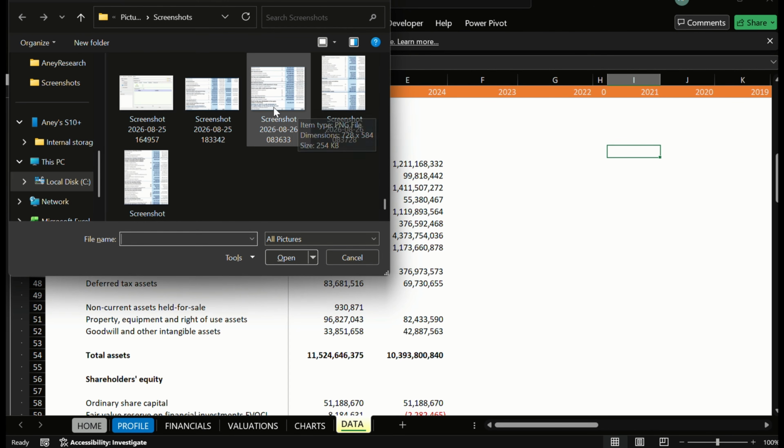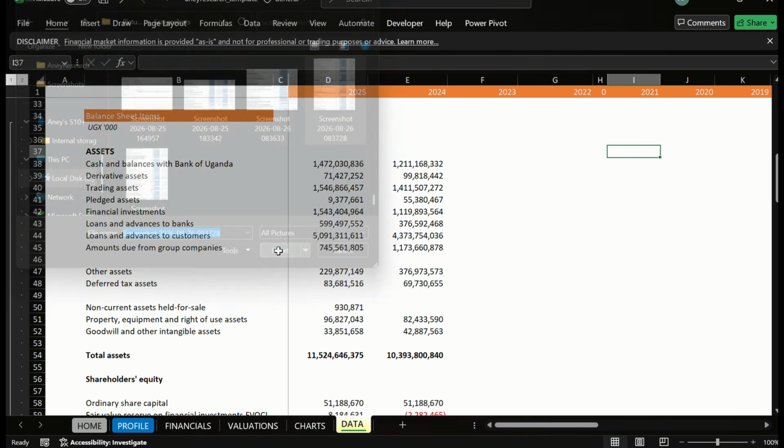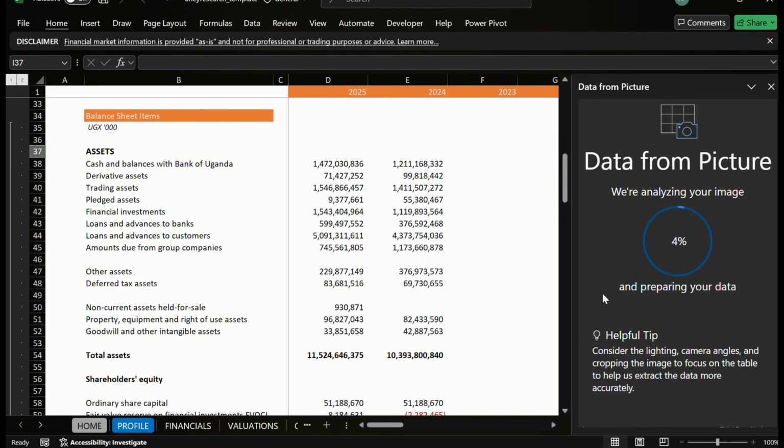This is the balance sheet. Okay, sorry, this is the income statement. This is the balance sheet. This is the cash flow statement. So I'll just insert the balance sheet here. Let's prepare.